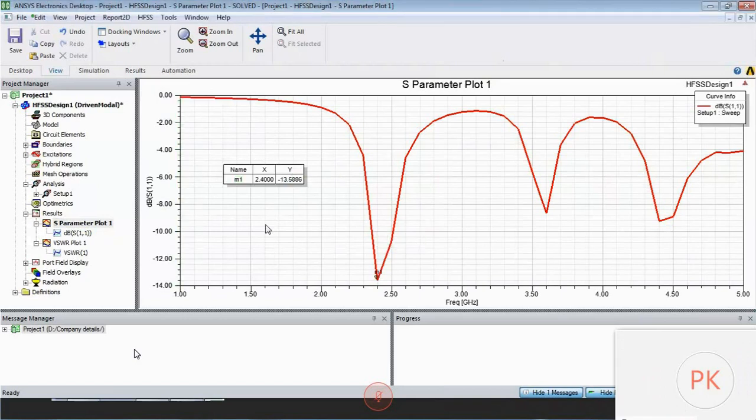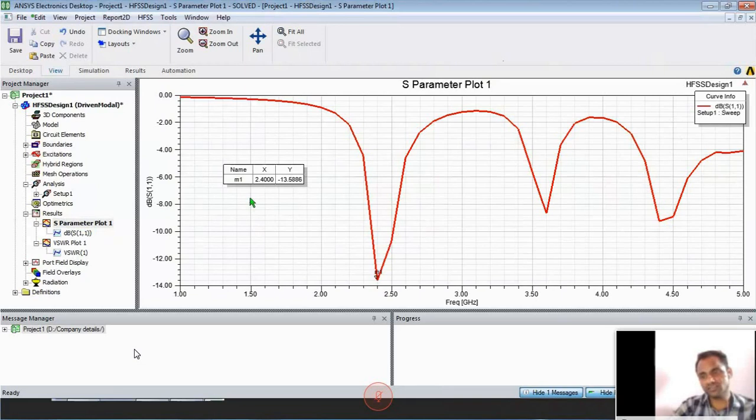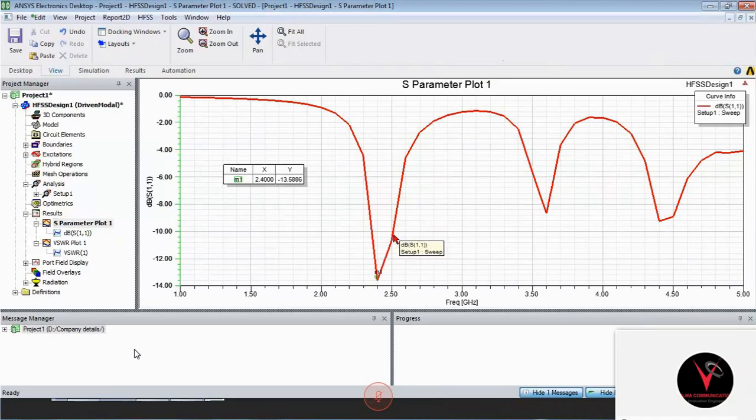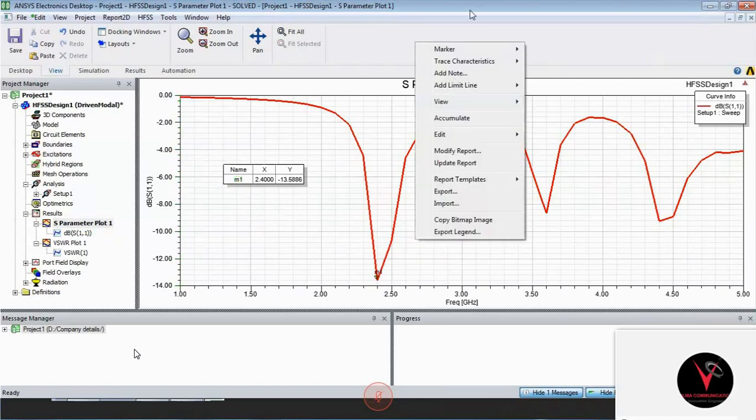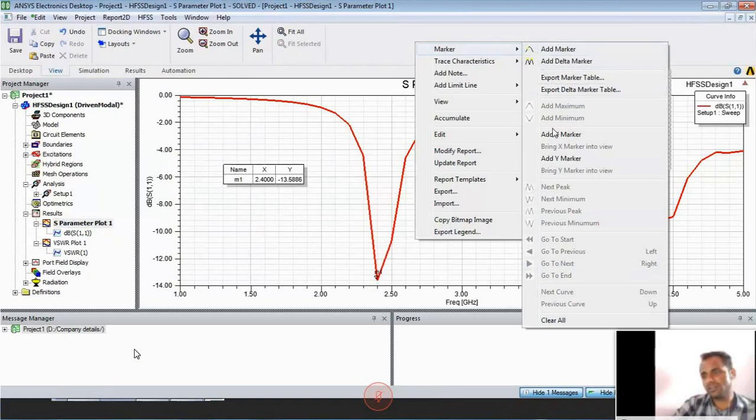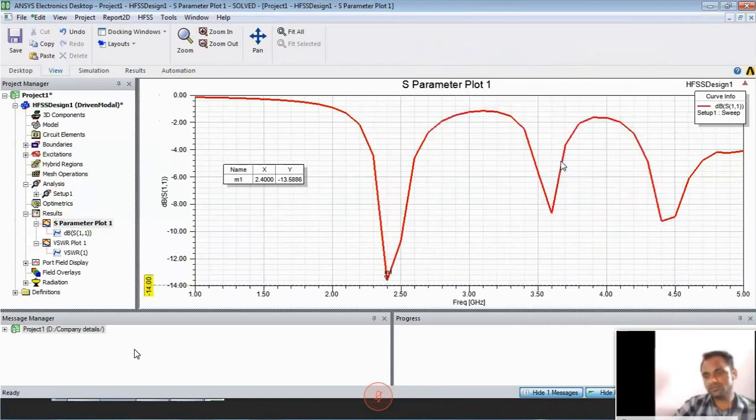Now we got an exact frequency of 2.4. I will take 2.45 gigahertz, but here we got 2.4 gigahertz. Okay, but in the bandwidth we got 2.45 also. So we check whether we have 2.45 or not.